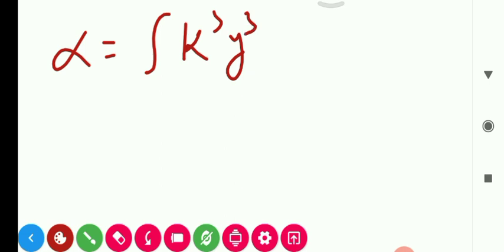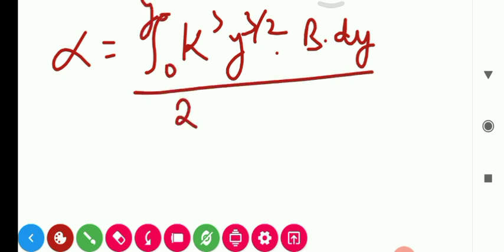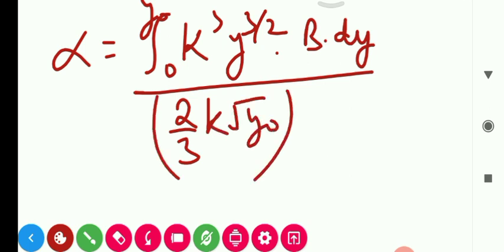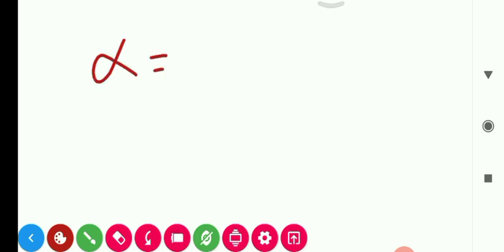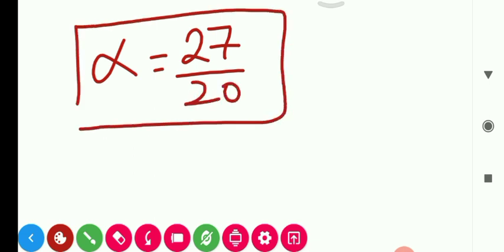So alpha will be the integral of k cubed y raised to power 3 by 2 into b into dy, upon 2 by 3 k under root y naught whole cube into b into y naught. The b and b get cancelled. Taking out all the constant terms and integrating, the value of alpha comes out to be 27 by 20. You can carry out the integration process.